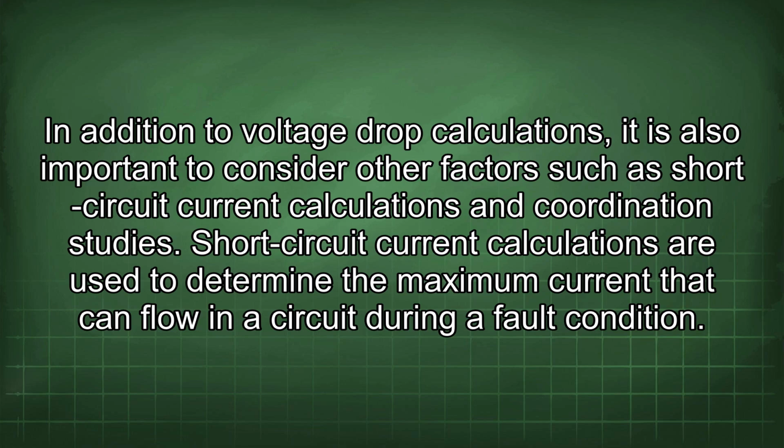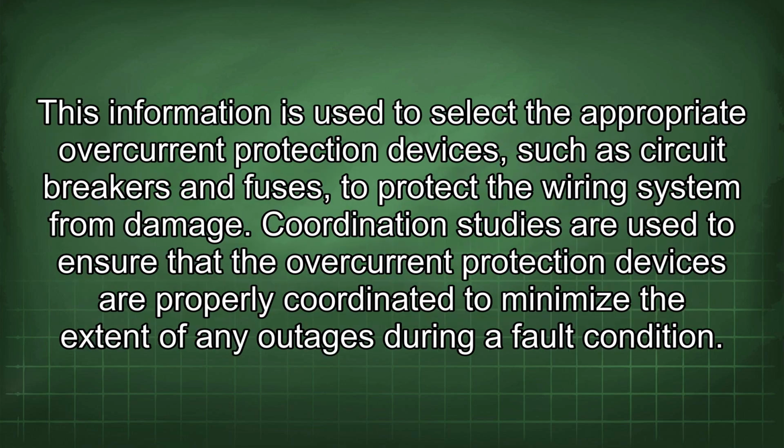In addition to voltage drop calculations, it is also important to consider other factors such as short-circuit current calculations and coordination studies. Short-circuit current calculations are used to determine the maximum current that can flow in a circuit during a fault condition. This information is used to select the appropriate overcurrent protection devices, such as circuit breakers and fuses, to protect the wiring system from damage. Coordination studies are used to ensure that the overcurrent protection devices are properly coordinated to minimize the extent of any outages during a fault condition.